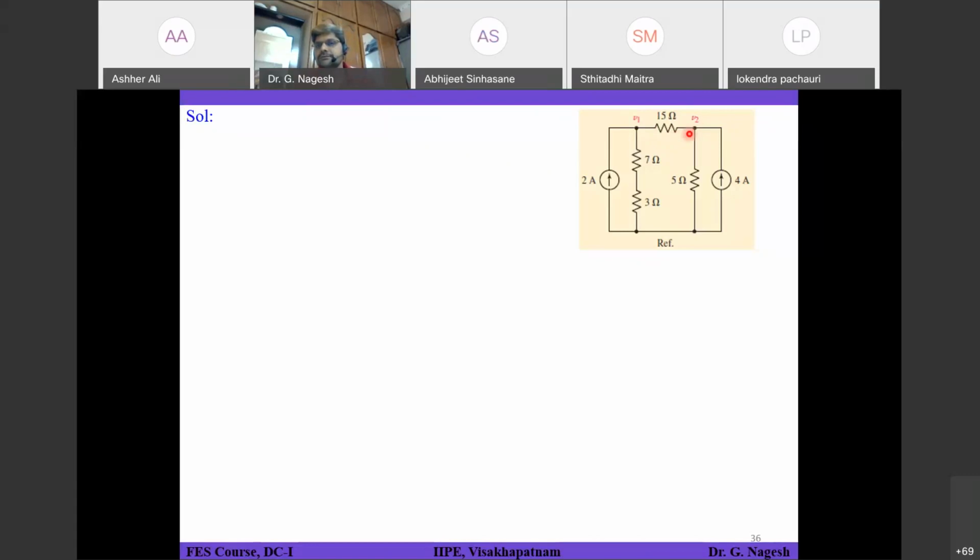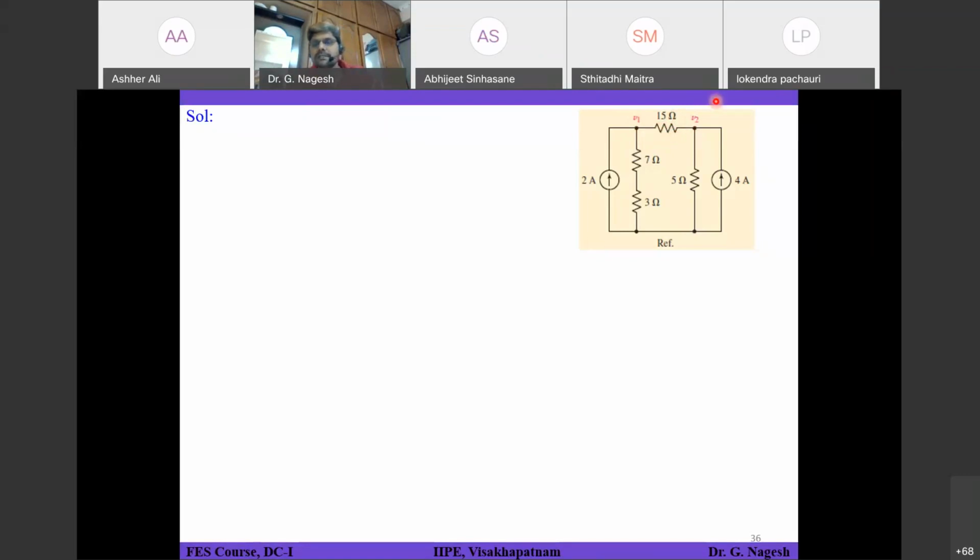Because V1 is having some potential, that potential will try to oppose the current flow, so obviously we'll have a negative sign. So V1 minus V2 divided by 15. That is the current leaving the node. If I want the current entering node 1, that will be reversed. Anyway, we are considering only the current leaving node 1, V1 minus V2 divided by 15. That will be the expression.